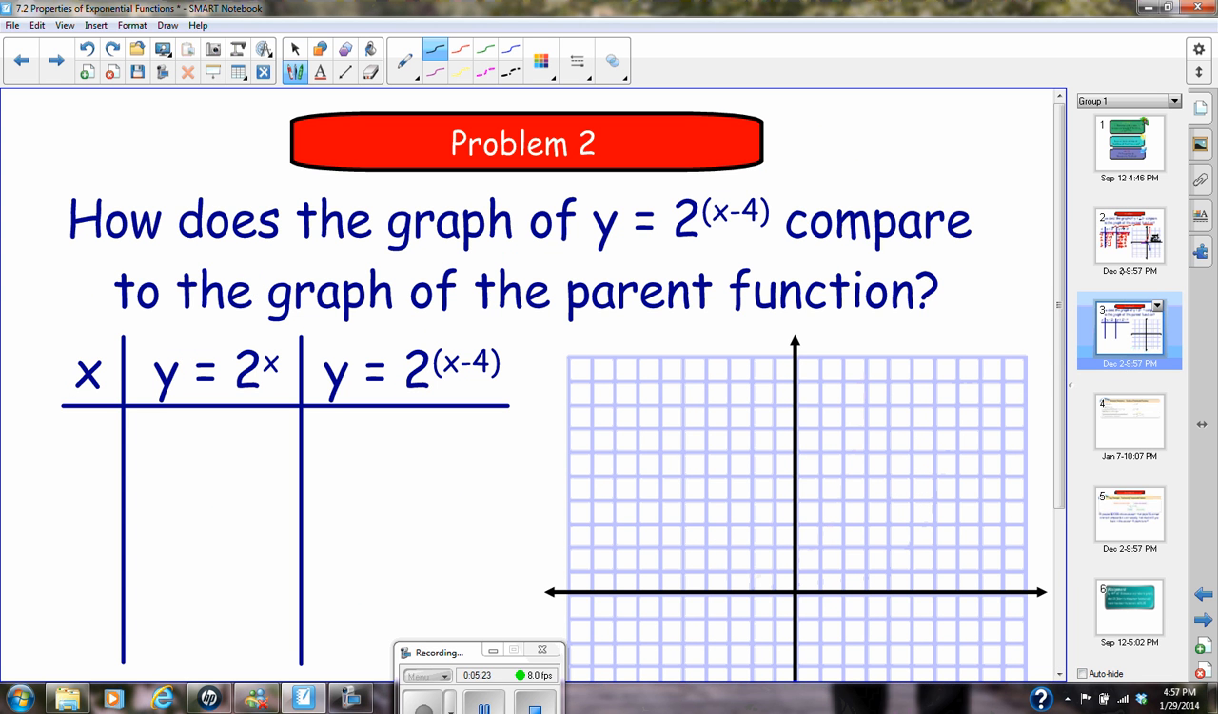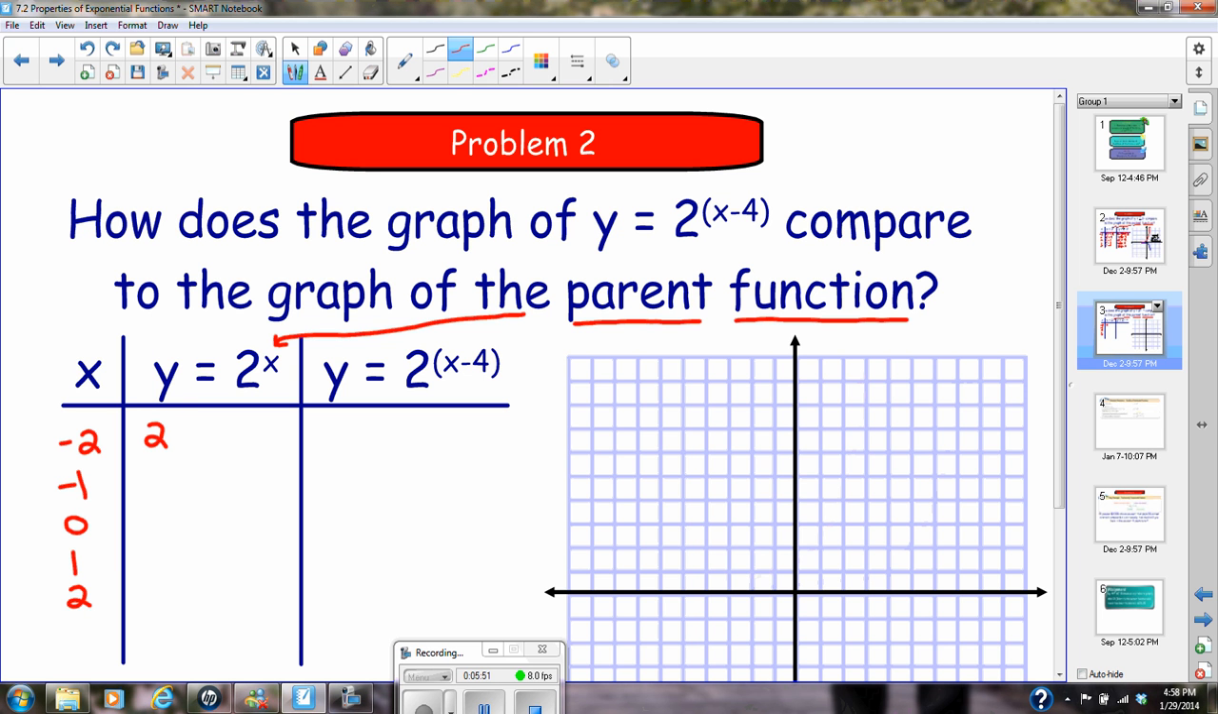Let's look at another example. How does the graph of y equals 2 to the x minus 4 compare to the graph of the parent function? Again, the parent function is the more basic one that you can kind of see in here. In this case, y equals 2 to just the x. So here's my parent function. We're going to do the same thing where we just look at those values first. -2, -1, 0, 1, 2.